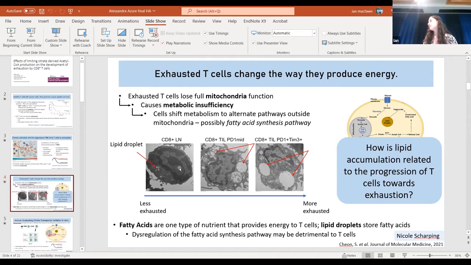Have you looked at any other cell types in the tumor microenvironment that might be affected by fatty acid? No, we have not looked at other cell types, but I think that would be interesting to see what other cells are impacted.